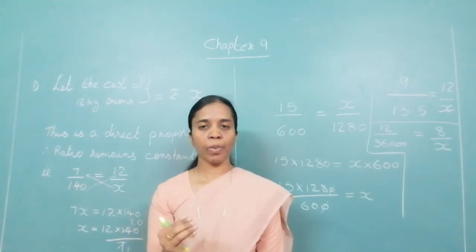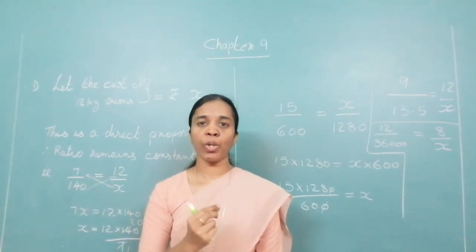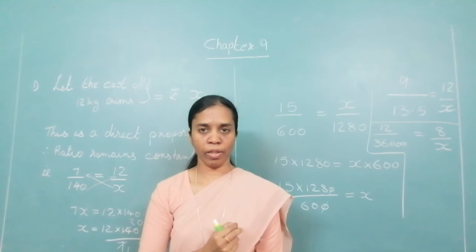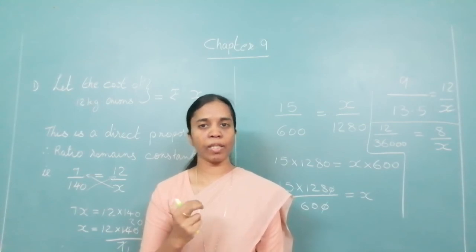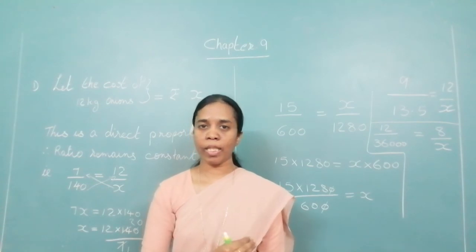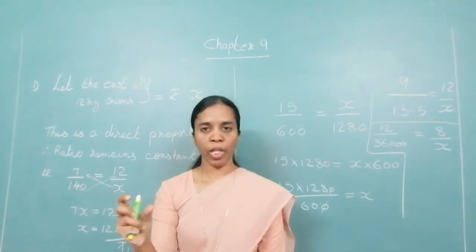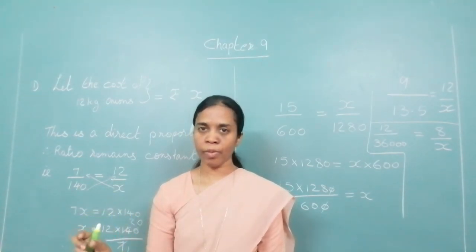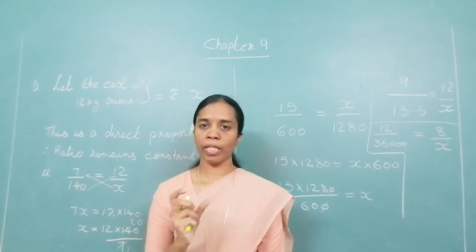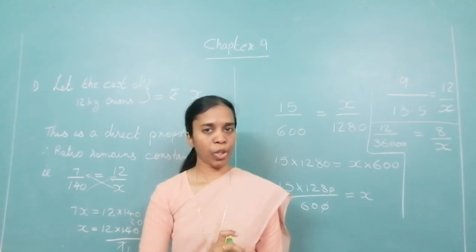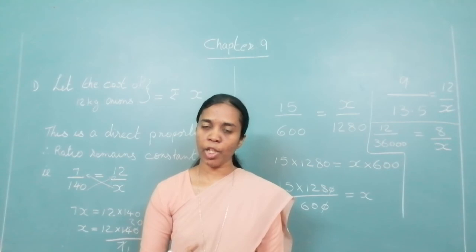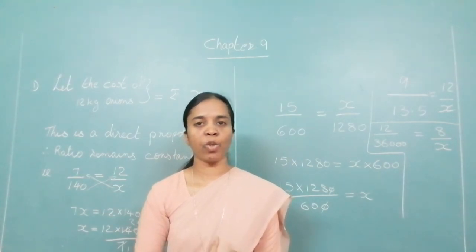In such proportions, the ratio remains constant. That is very important. So those are the steps. Whatever we are supposed to find out, consider it as X. Then mention that this is a direct proportion. Therefore, the ratio remains constant. Write the ratios and get the value of X.